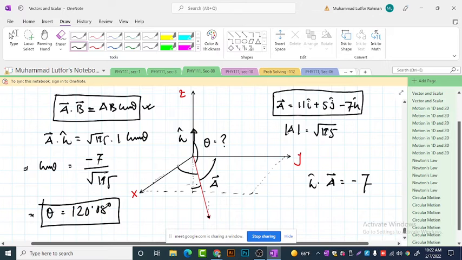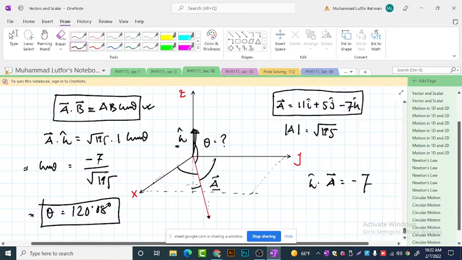To use that formula, I need two vectors. But in this scenario I have only one vector, which is A. The other vector I know is in the Z direction. I need that one because I'm going to find the angle with the Z axis. So I use that second vector as k hat over here. I know the magnitude of that vector also, which is 1.